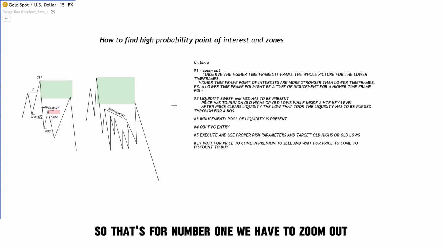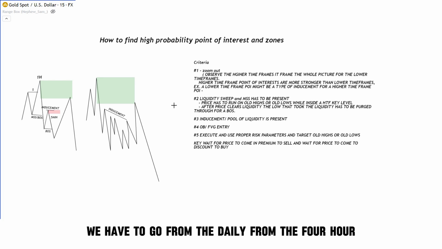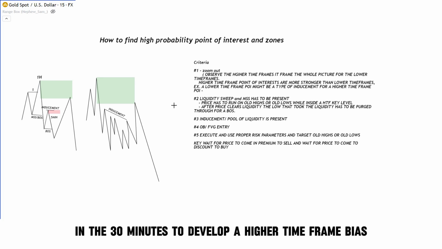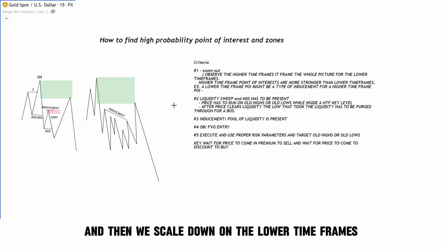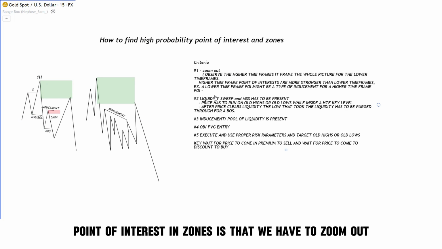We have to zoom out. We have to observe the higher time frames. We have to do a top-down analysis. We have to go from the daily, from the 4 hour, from the 1 hour, and the 30 minutes to develop a higher time frame bias. And then we scale down on the lower time frames. That's when we can execute those zones. So the first key to find high probability points of interest and zones is that we have to zoom out.